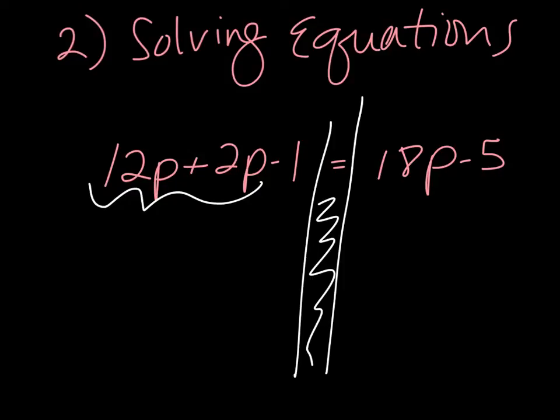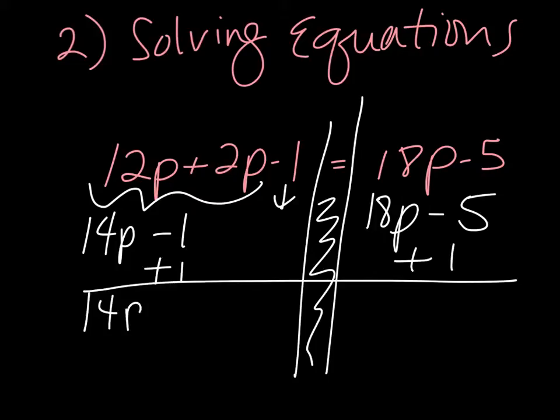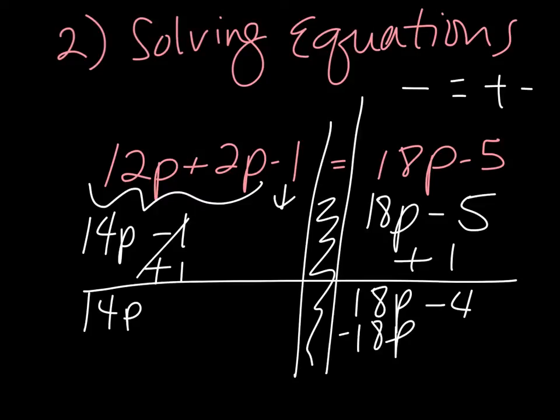So I combine 12p plus 2p, and I get 14p. Just bring everything else down. This 1 goes down, 18p comes down, minus 5. Now, I have to get all the variables on one side, all the constants on the other side. So let's see, I'm going to add 1 to both sides. Okay, and then I get 14p, crosses away. 18p minus 4, okay, or negative 4. Remember, a minus is the same thing as a plus negative, okay? And then I want to subtract 18p to both sides.